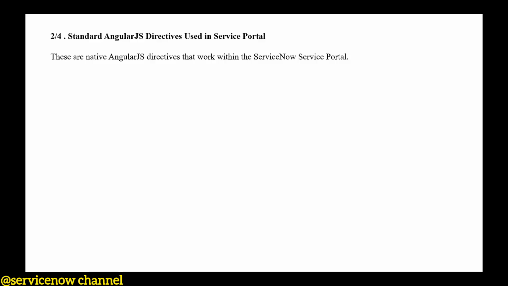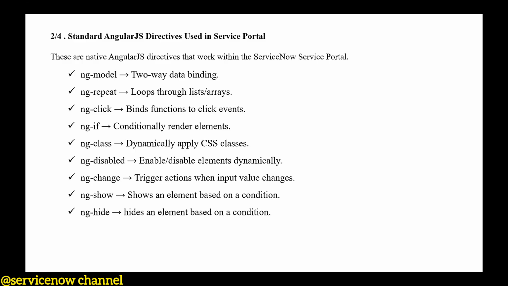Exactly. Let's see some list. Which comes under this? We have ng-model. As said before, ng-model is used for two-way data binding. Another one we have is ng-repeat. ng-repeat is used to loop over lists or arrays.